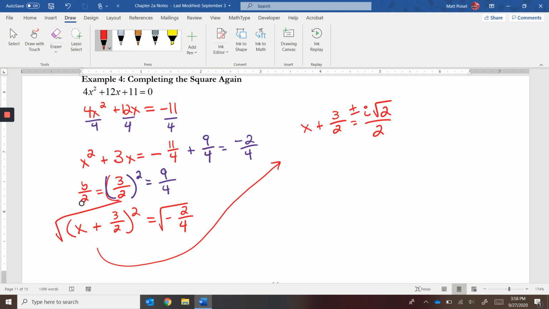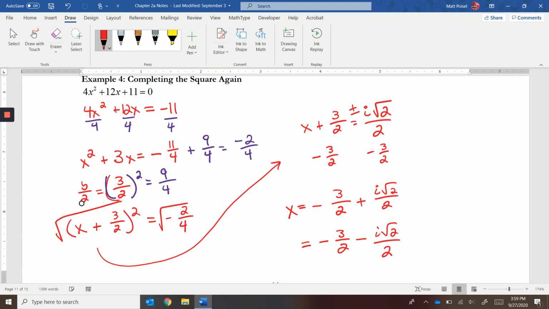And actually, now I'm ready to solve for x. I'm going to subtract 3 halves from both sides. And again, because I've got that i, it is a complex number, so I'm going to go ahead and leave it as negative 3 over 2. There's my real part, plus or minus. Actually, I'm going to split these up and write them separate. So x equals negative 3 over 2 plus i square root of 2 over 2, and then x also equals negative 3 over 2 minus i square root of 2 over 2.